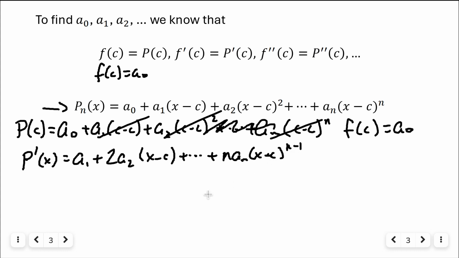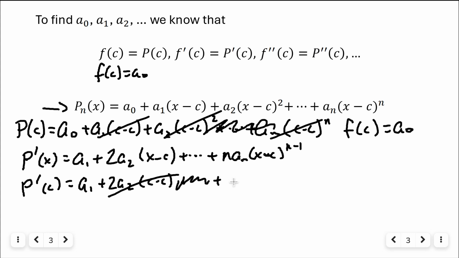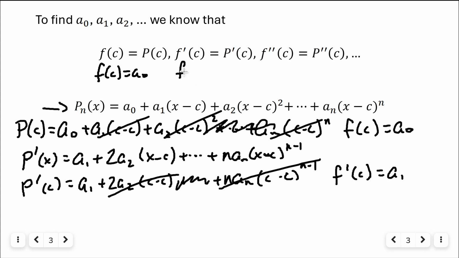So now, if I were to substitute in c into the derivative of p, I'd get a1 plus 2a2 times (c minus c). That drops out. All these other terms are going to drop out. They're all going to have (x minus c) factors in them still. And then the last term, c minus c, that drops out. That's gone. And the only thing left is a1. So that means f prime of c is equal to a1. So now we know f prime of c is equal to a1.